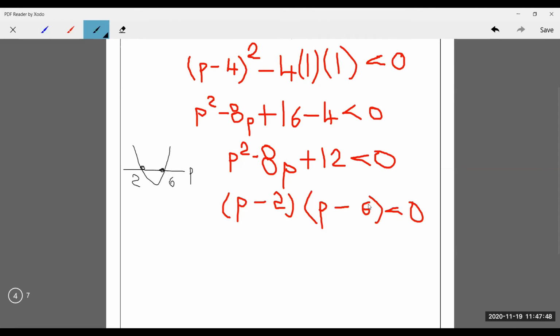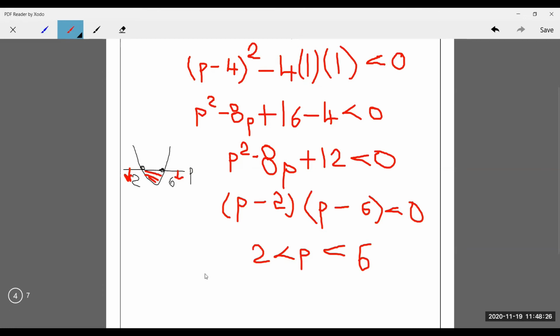But the solution we want is for when this expression is less than 0. That means below the x-axis. So we want when the curve is below the x-axis, and so it's going to be in here. And so we can conclude that P is going to be between 2 and 6. So P is greater than 2 and P is less than 6. And that's the solution.